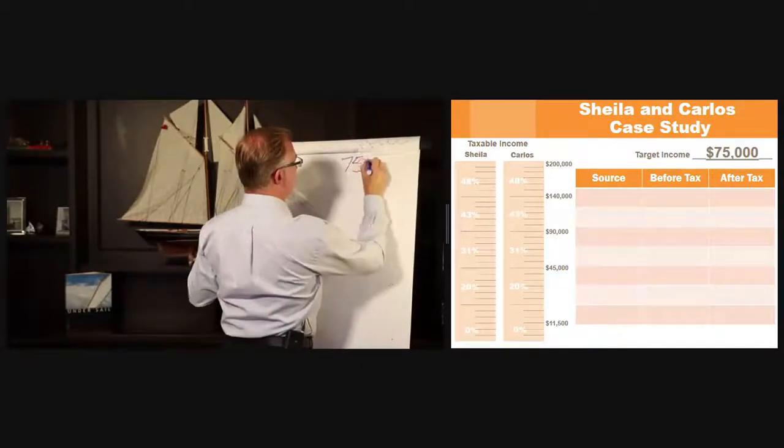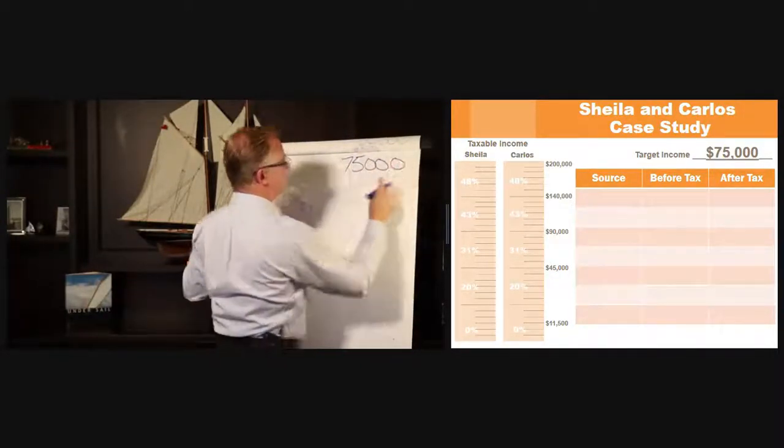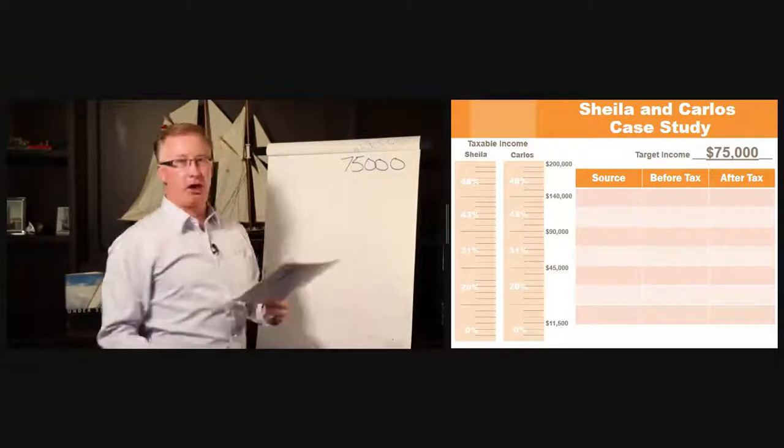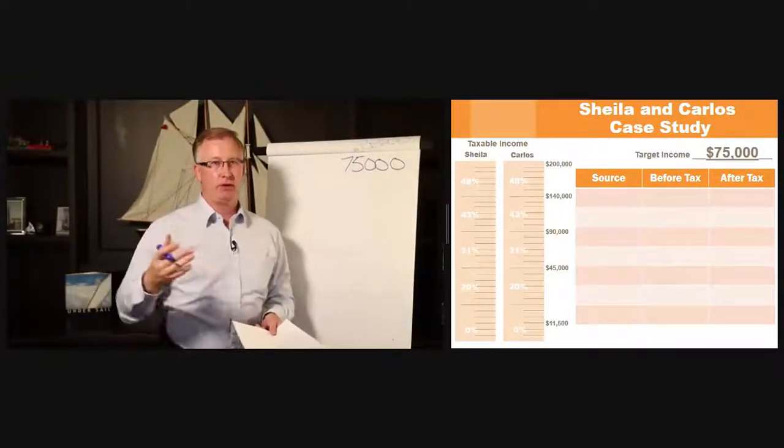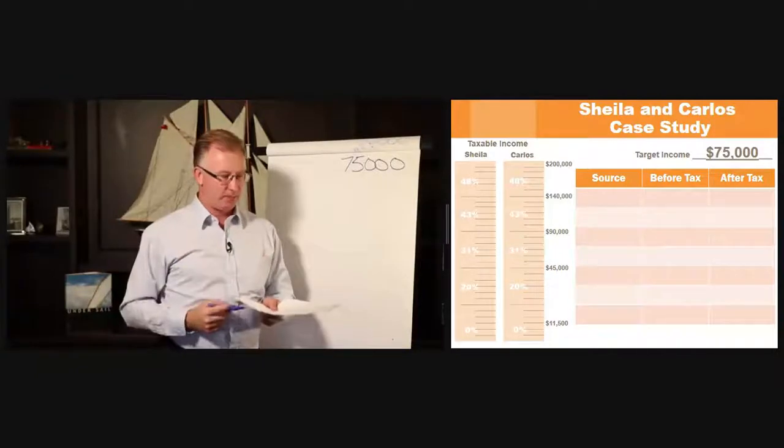That's their target after-tax income. So we need to find that amount of money. So $75,000, but we're going to have to figure out how much they're going to pay in taxes. Okay?